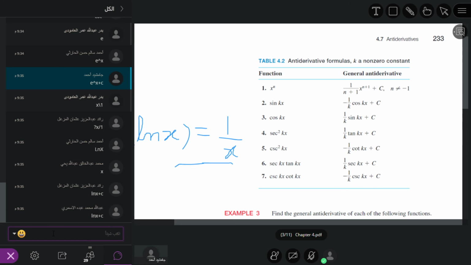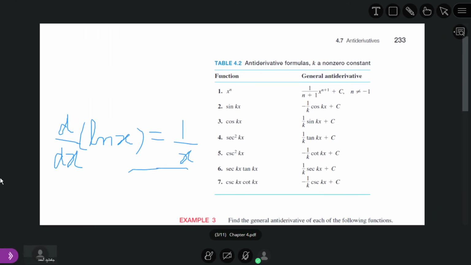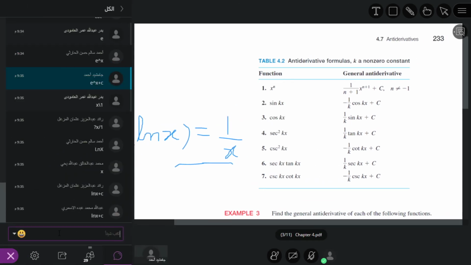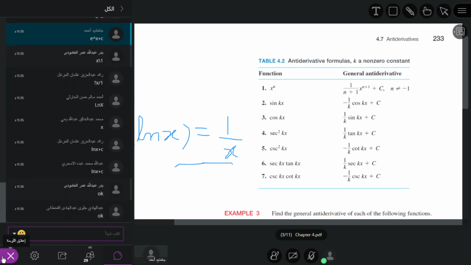So from the concept of derivative, we can find the antiderivatives. Now we move to some examples here.